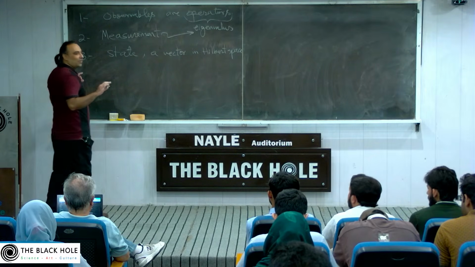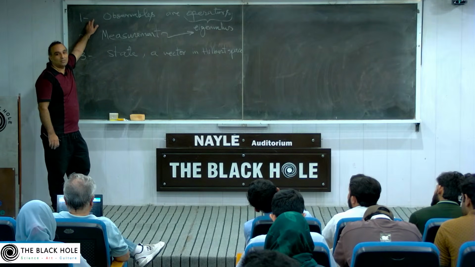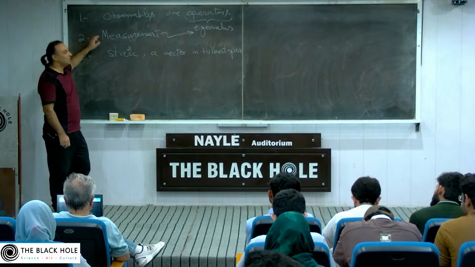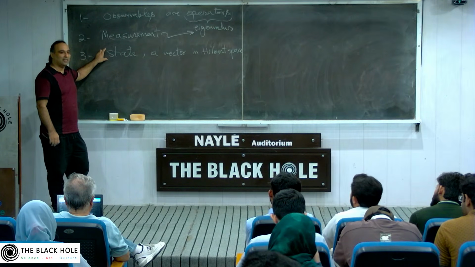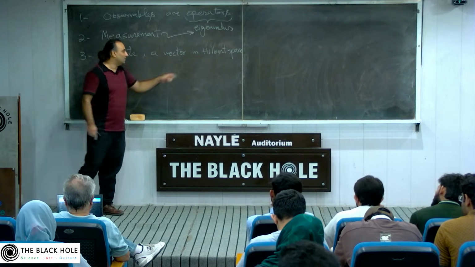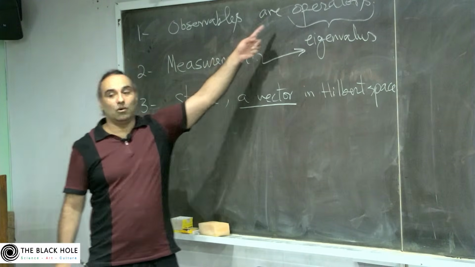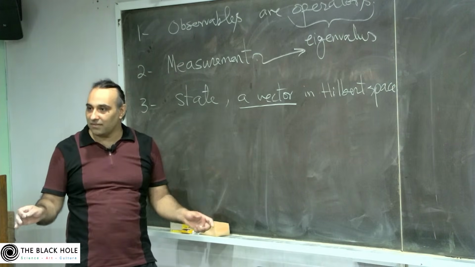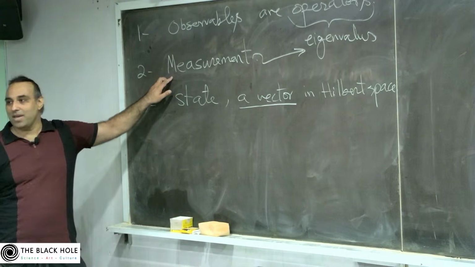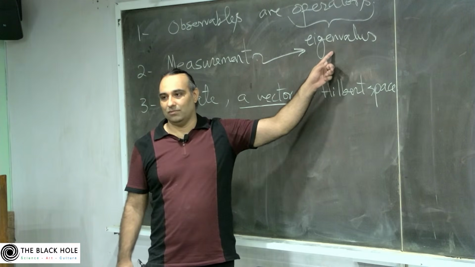So what quantum mechanics postulates is that physical quantities are observables. These are operators in the Hilbert space. The system is represented by a state at any time, and that's a vector in the Hilbert space. So observables are operators in the Hilbert space, and the state of the system is a vector in the Hilbert space. Whenever we measure something, we get one of its eigenvalues, probabilistically.